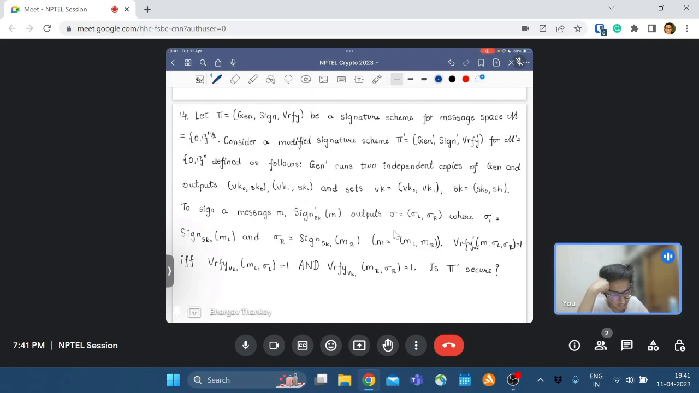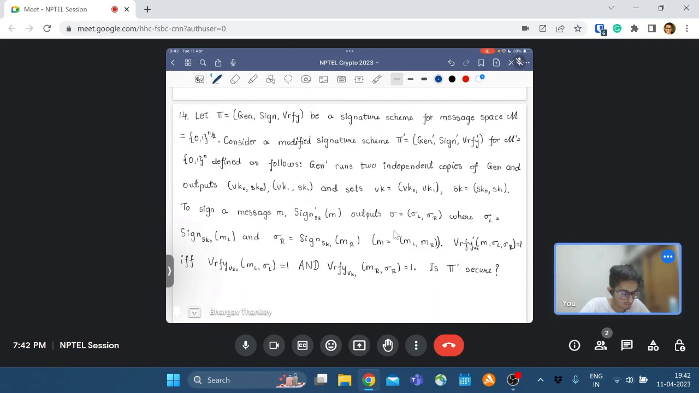Then to sign a message m, sign prime sk, m outputs sigma equals sigma l, sigma r, where sigma l equals sign sk0, ml and sigma r equals sign sk1, mr. Where again m equals ml, mr. ml is the first n over 2 bits of m, and mr are the last n over 2 bits of m. So far this is exactly the same as the scheme in the previous question.